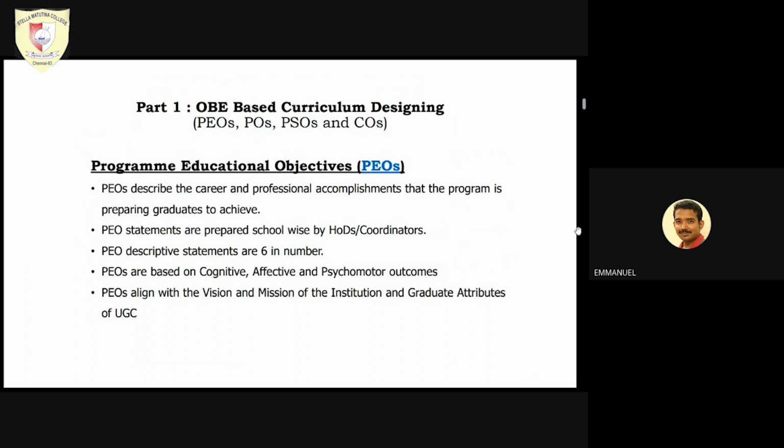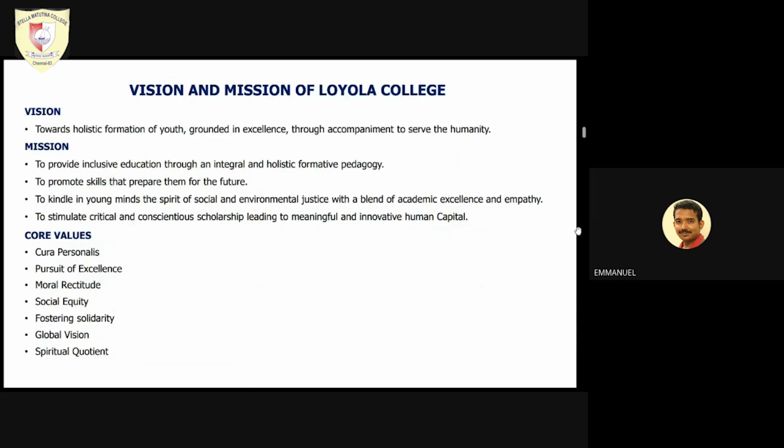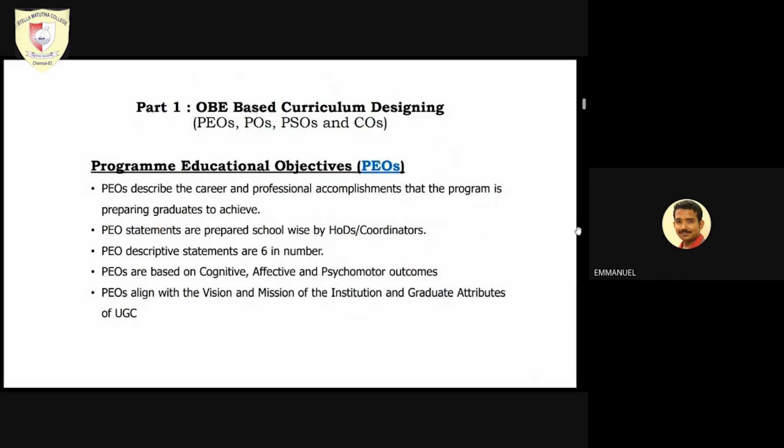One part is OBE based curriculum designing, and under that, we had seen how to understand program educational objectives, PEOs. This is constructed in our college under school level. We are categorized into different schools: School of Computational Sciences. Under schools, we sat together and summed up several objectives which are common. These objectives are common for that particular school.